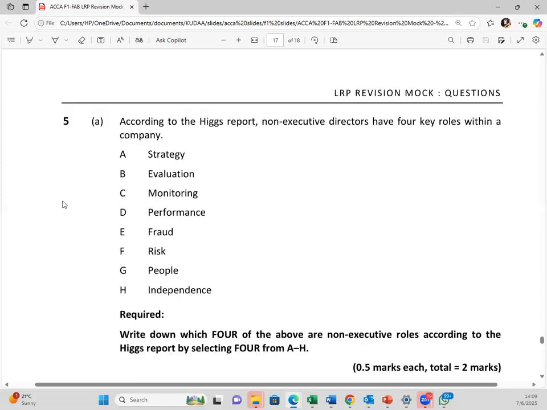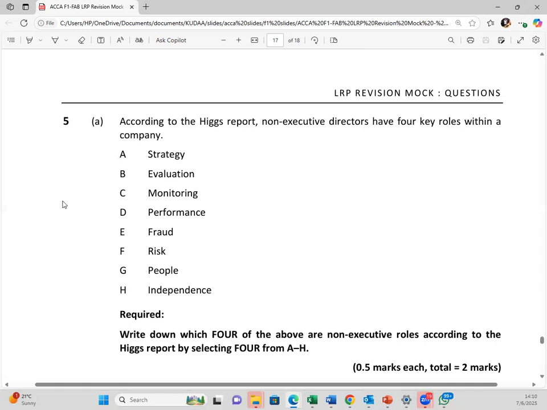So which are the roles? Remember, the non-executive directors are not actively involved in the management of the business. They are just watching what the executive directors are doing. So the non-executive directors don't have an active role to play in the organization.